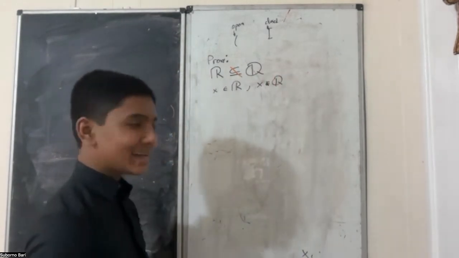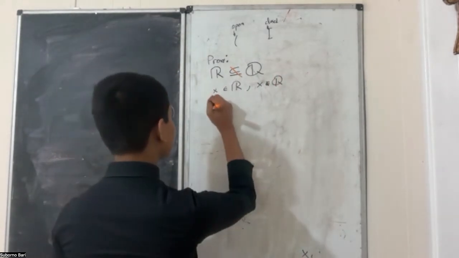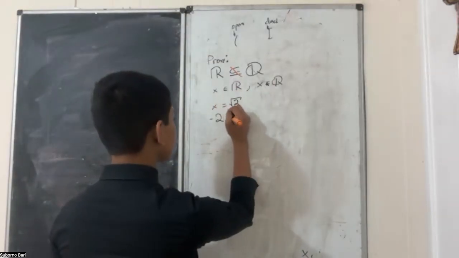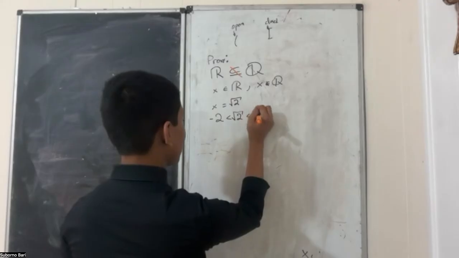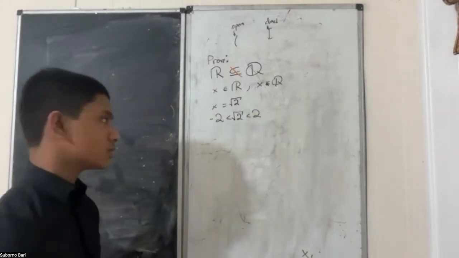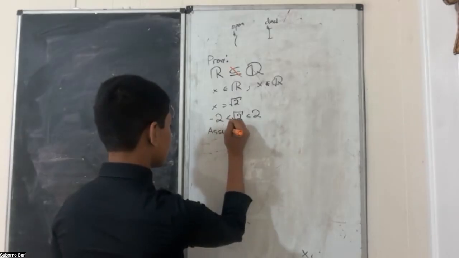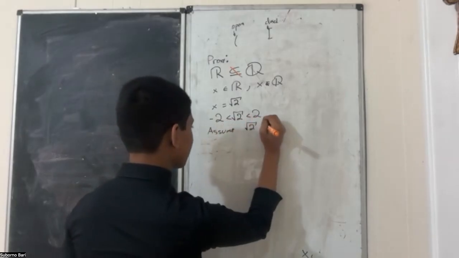In fact, that X is incredibly simple. Let X be the square root of 2. In fact, this satisfies our conditions because -2 is less than the square root of 2, and the square root of 2 is less than 2. So, assume the square root of 2 is a rational number.